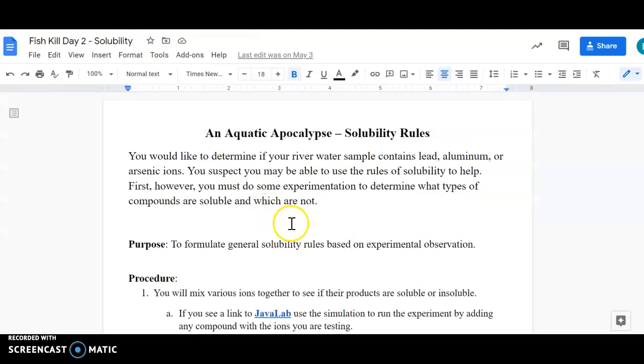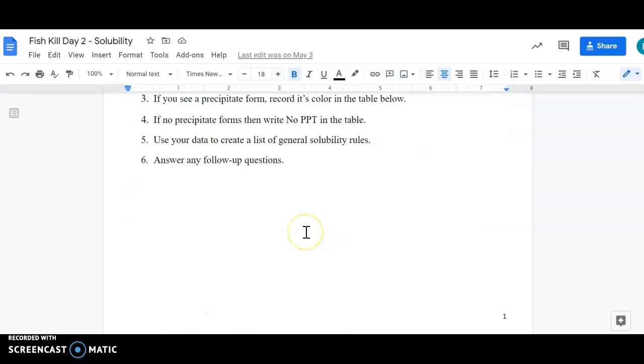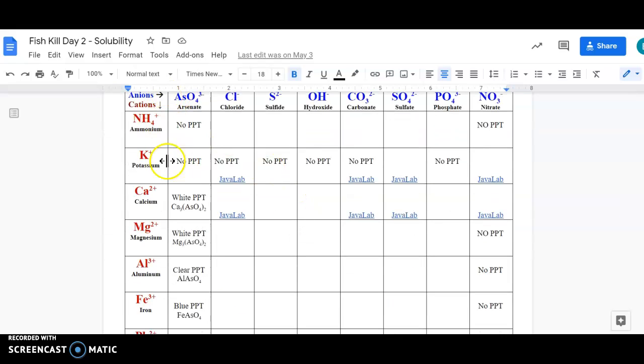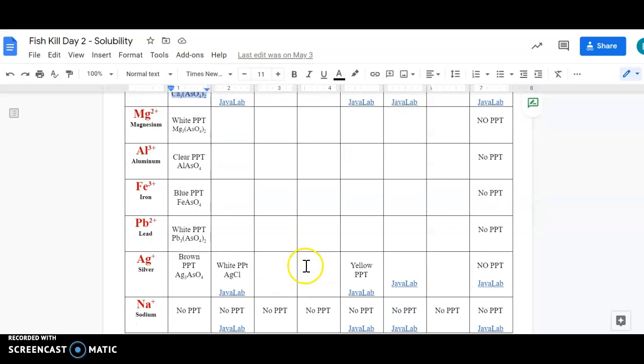Then we go to fish kill day 2. This is both in week 15. This is Solubility Rules. So this one, you watched the video and looked at what dissolves in water versus what does not. If it does not dissolve in water, it creates a solid precipitate that's floating. We want to see the more soluble it is, the more harm it can cause to our fish.